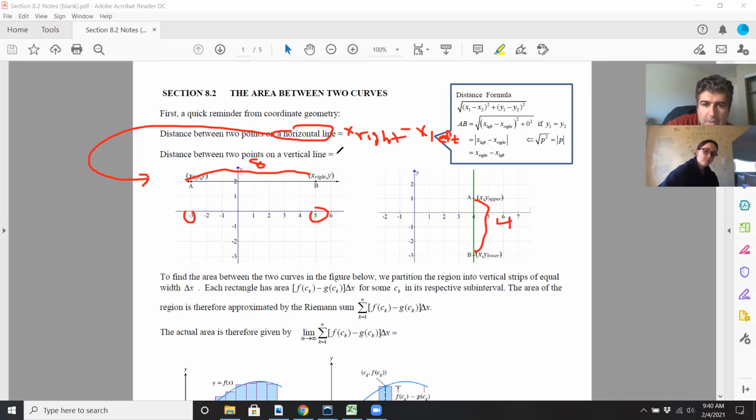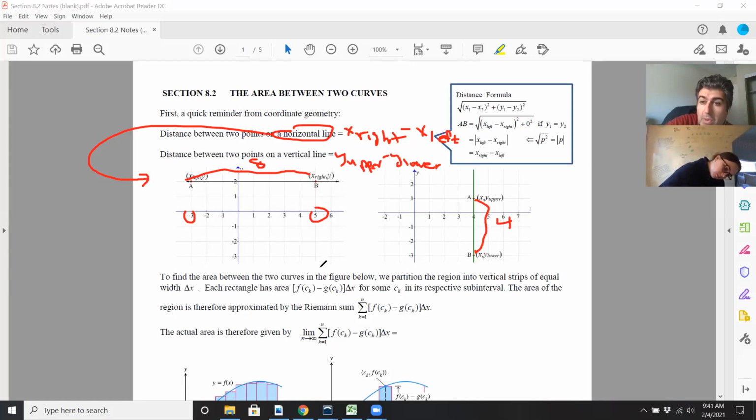Between two vertical lines, like over here, it looks like that length is 4 from A to B. That's going to be y upper minus y lower. Okay, so simple stuff. And we're going to be using this often today, this just simple coordinate geometry.